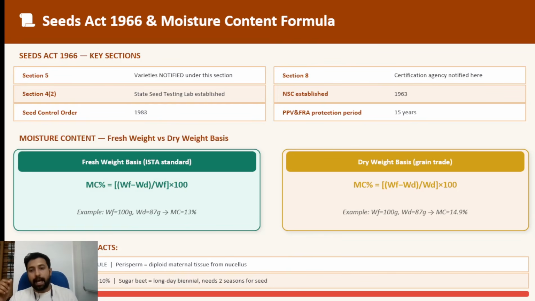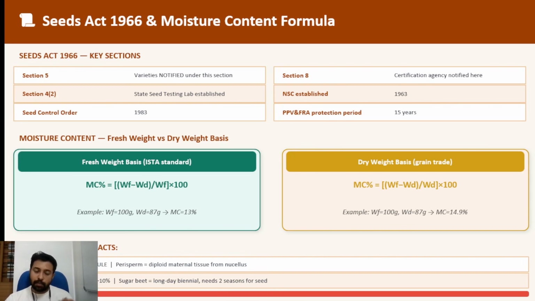Then coming to the Seed Act. I told you this is an important area currently, because an amendment of the Seed Act is being proposed. In our detailed classes, we have discussed the different sections of the Seed Act. A few of them are given here. For example, section 5 gives the details on varietal notification, while section 4.2 deals with the seed testing lab standards and how to establish that.